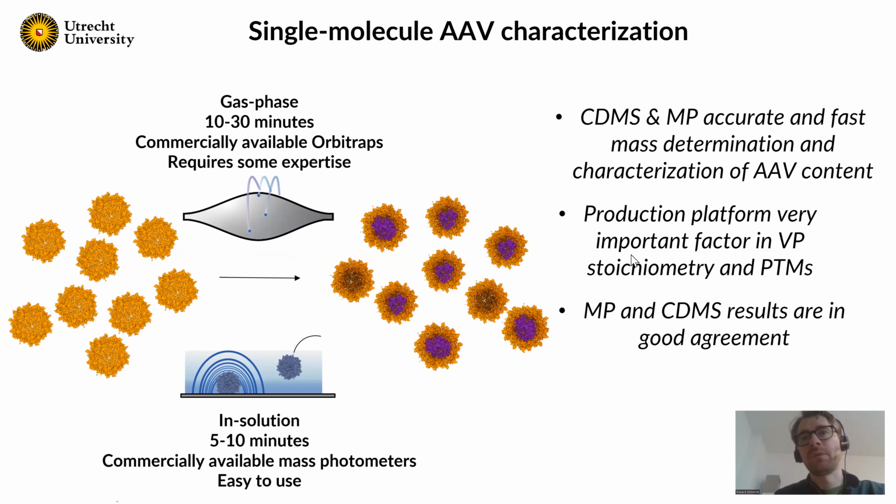Different production platforms of the AAVs also show differences in the end. So we saw differences between the mammalian cell and the insect cell AAVs, and both the CDMS and mass photometry are in nice agreement. So that's really good to see.